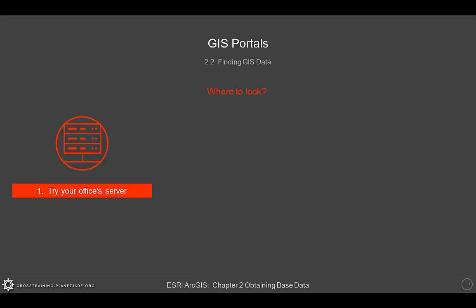So try your office server. Oftentimes someone else may be working on the same project as you, or at least the same location, and they may have downloaded the data onto your office server.